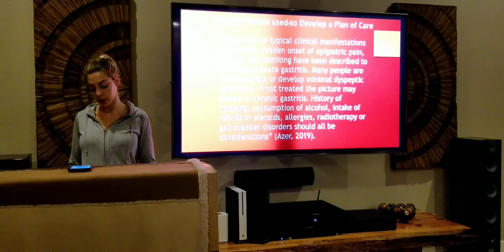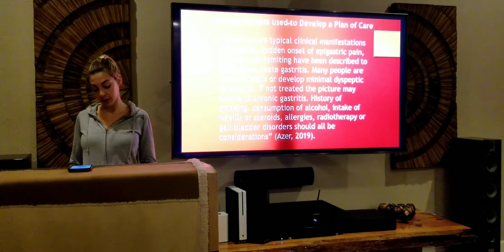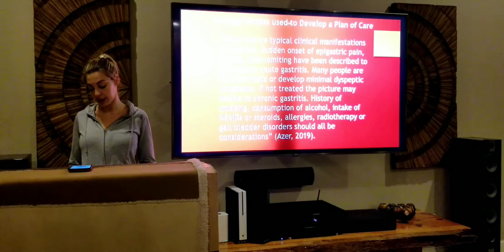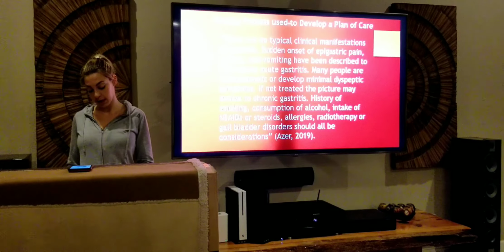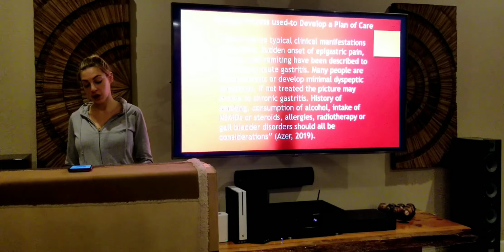Insert an NG tube as needed, and insert an indwelling catheter. Give IV proton pump inhibitor therapy to decrease acid secretion. After, continually monitor vital signs, level of consciousness, oxygen saturation, EKG, bowel sounds, and intake and output. Assess the amount and color of emesis, keep the patient NPO, and provide reassurance and emotional support to the patient and the family.